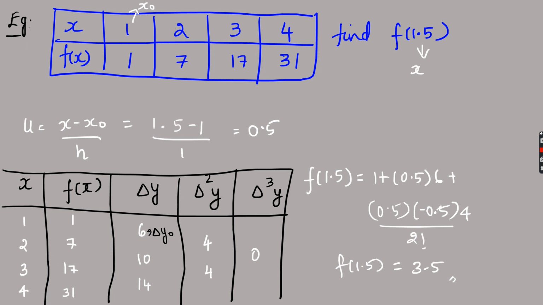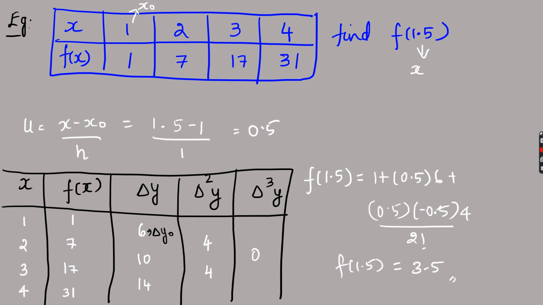So here you have substituted x and f of x, and del y is the difference between the lower value and the upper value. That is, the second value and the first value, then again the third and the second value. That is the kind of difference that you are going to take over here. So del y will give you 7 minus 1, which is 6, 17 minus 7, which is 10, and 31 minus 17, which is 14.